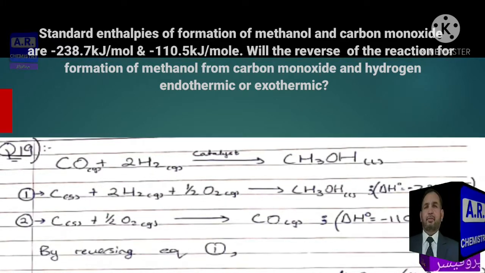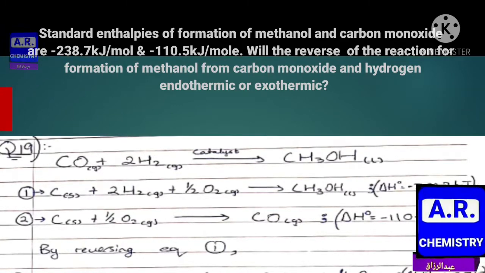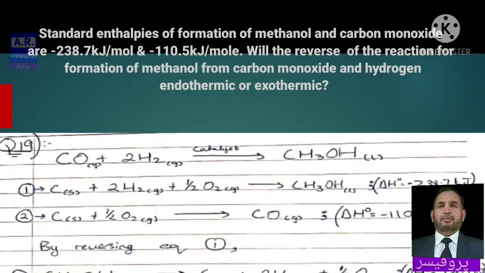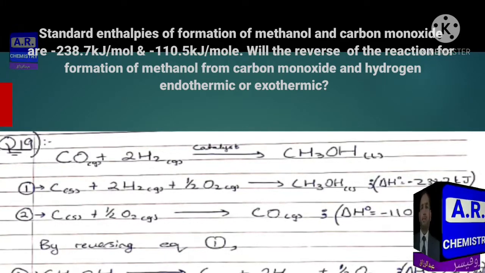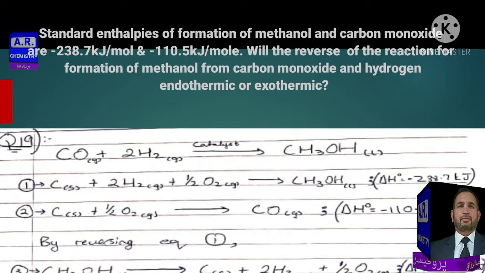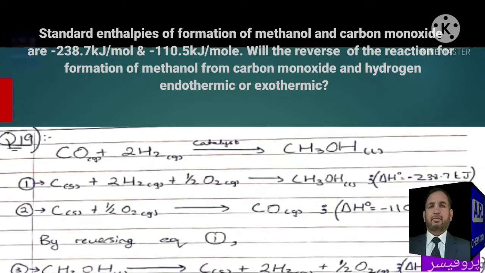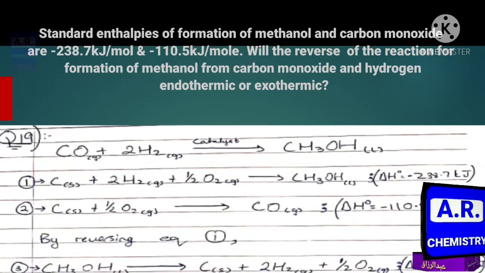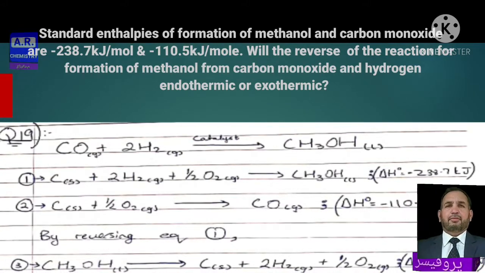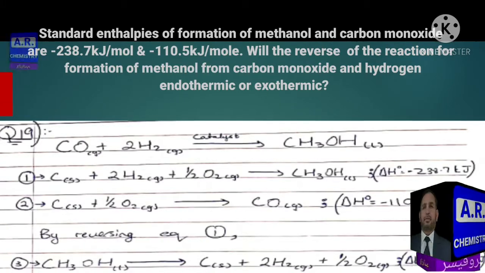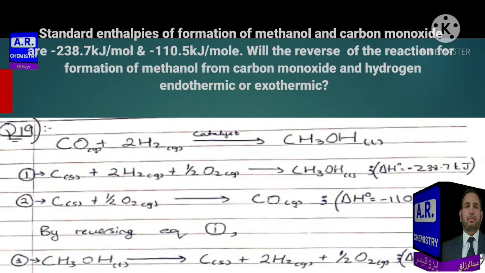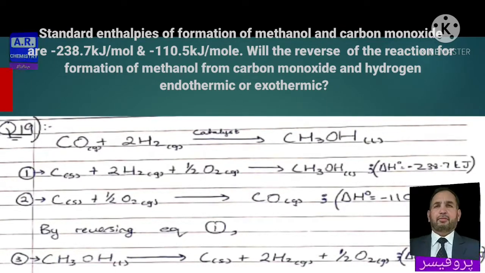There are 2-3 simple ways by which you can solve this equation. I follow one of these methods. So at the very first step, write the given equation. The given equation is written above the other equations, and that is carbon monoxide plus H2 gives us methanol. I am again going to tell you that you are to determine whether the reverse of this reaction is endothermic or exothermic.